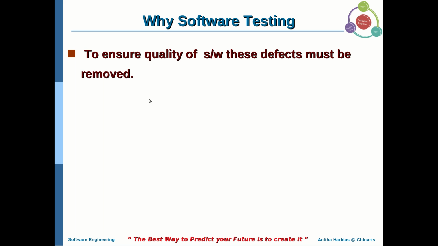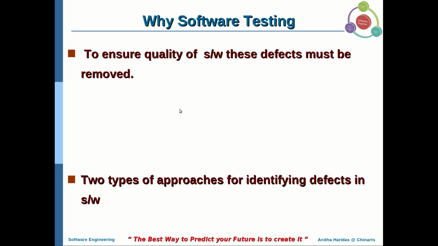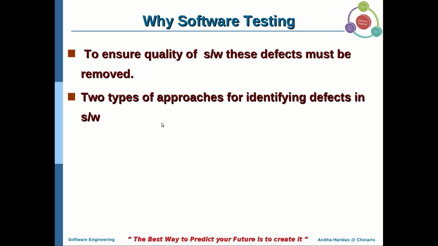So to ensure the quality of the software, these defects or the errors that you have identified must be removed from the software before you deliver it to the customer. If so, there are two types of approaches for identifying defects in software. One is called as static approach, the other one is called as dynamic approach.